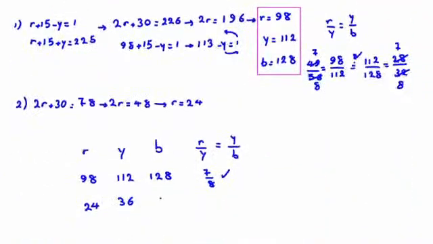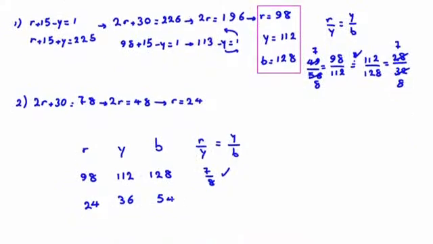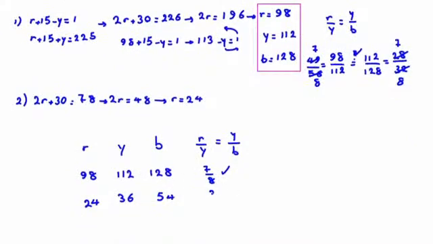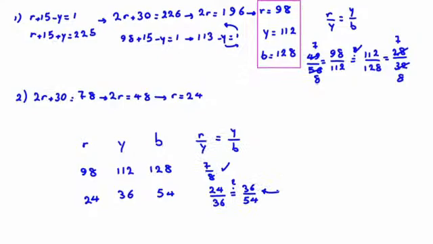B is R plus 30, which is 54. Now, R over Y is 24 over 36. We want to see, is it equal to Y over B, 36 over 54? If we simplify here by 12, 2 over 3. And if we simplify here by 18, it will be 2 over 3 again. And it will be okay.